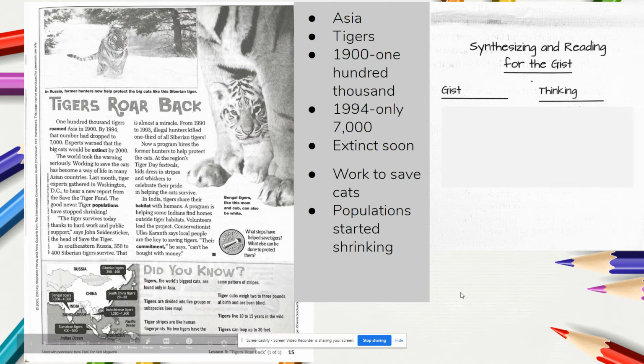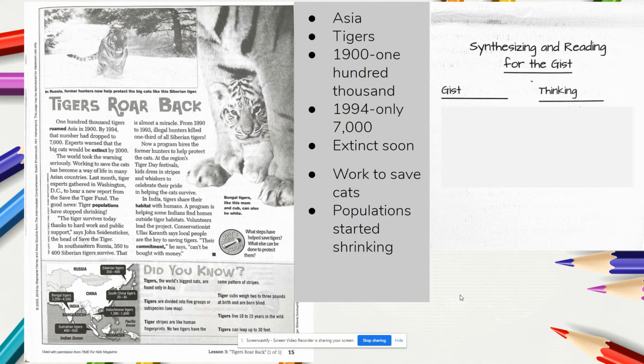Now that I have my big ideas list and have pared down the information from these two paragraphs that I read, I want to fill in my anchor chart. I need to find the gist of these two paragraphs. I want to write something for the gist that encompasses or covers all of the main parts of the text that we read. To do this, I need to use my big ideas list.